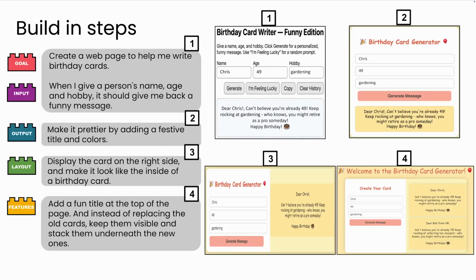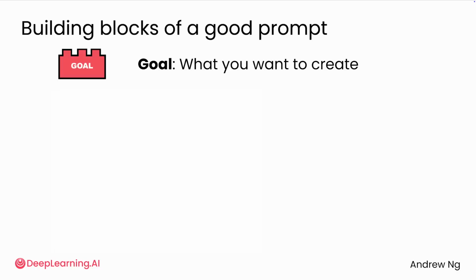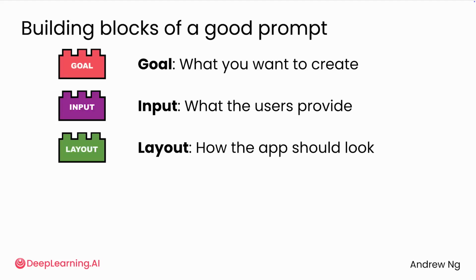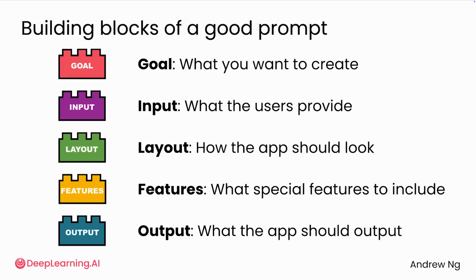There are many ways to write good prompts, but as you start your journey of telling AI to build software for you, I encourage you to consider these 5 building blocks as common pieces that you might choose to include in the prompt. That is the goal, namely what you want to create, what input the user will provide, what is the layout of the software app, what special features you wanted to have, as well as what you want the software to output.